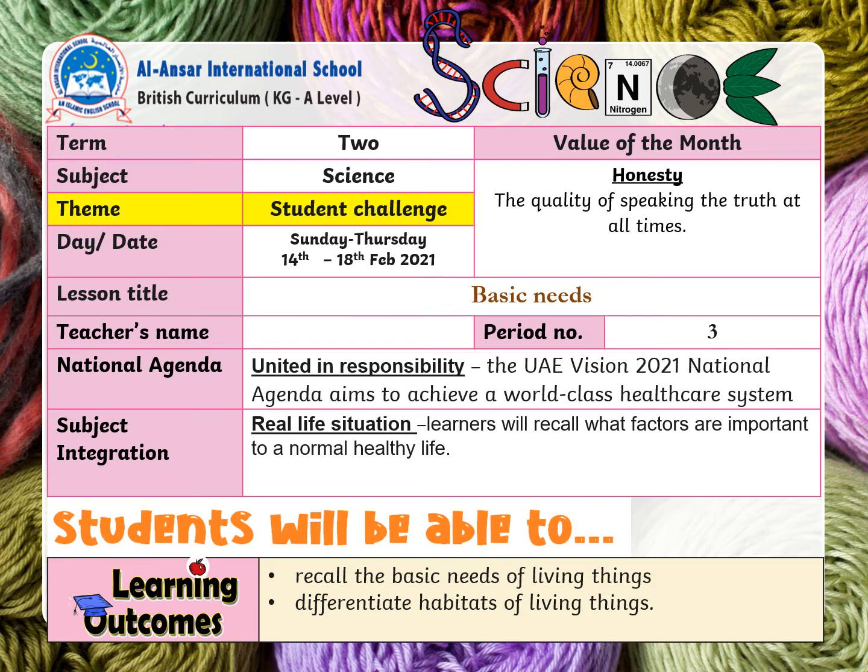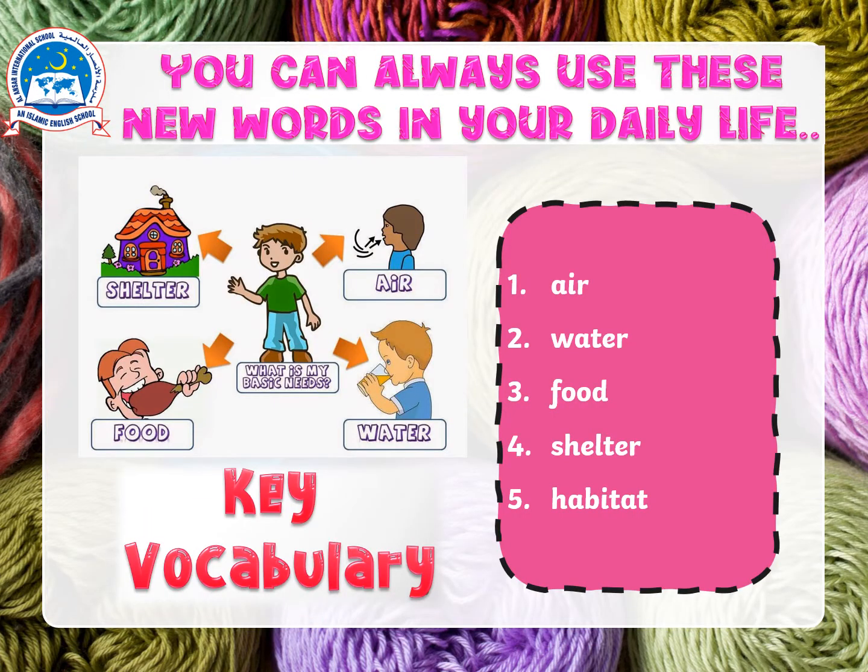And our today's topic is basic needs. In this lesson, you will recall the basic needs of living things and differentiate habitats of living things. Here are your keywords. Number one, we have air. Number two, water. Number three, food. Number four, shelter. And number five, habitat.